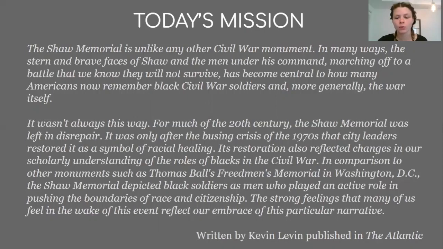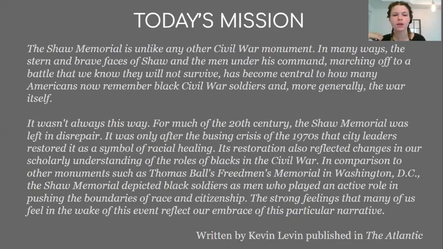The Shaw Memorial, which is this right here, is unlike any other Civil War monument. In many ways, the stern and brave faces of Shaw and the men under his command, marching off to a battle that we know they will not survive, has become central to how many Americans now remember Black Civil War soldiers and, more generally, the war itself. It wasn't always this way. For much of the 20th century, the Shaw Memorial was left in disrepair. It was only after the busing crisis of the 1970s that city leaders restored it as a symbol of racial healing. Its restoration also reflected changes in our scholarly understanding of the roles of Blacks in the Civil War.